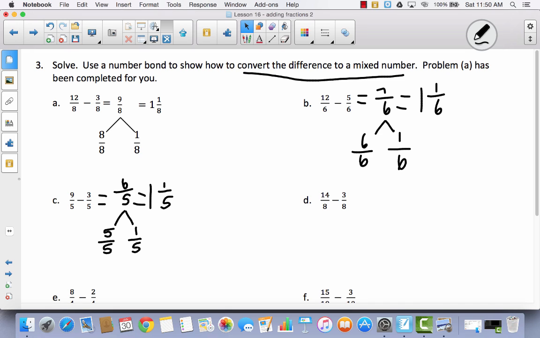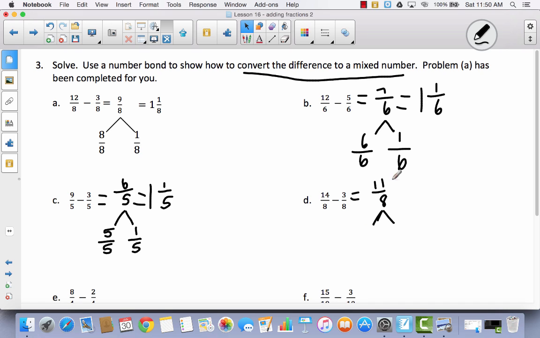Try D by yourself. Go ahead and pause the video and do as much of it as you can by yourself, and then come back and let's see how you did. All right, so first of all, we're just going to subtract. 14/8 minus 3/8 is 11/8. Because my numerator is greater than my denominator, this is an improper fraction. I want to convert it to a mixed number.